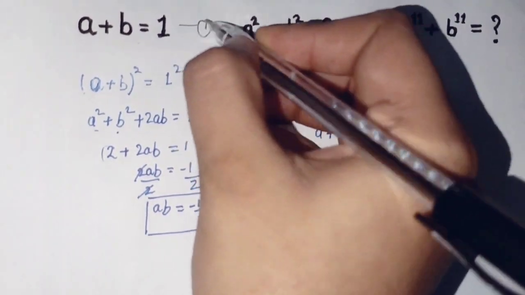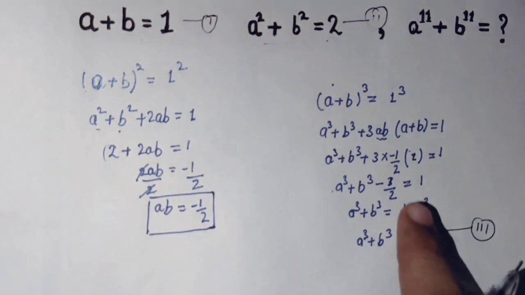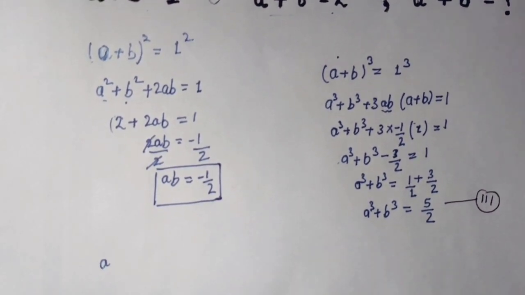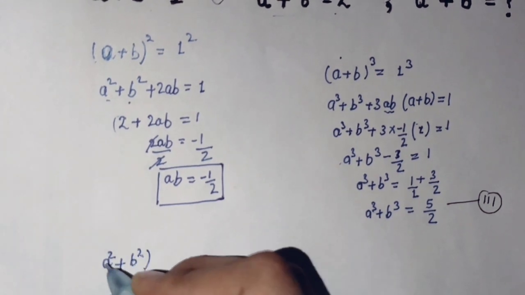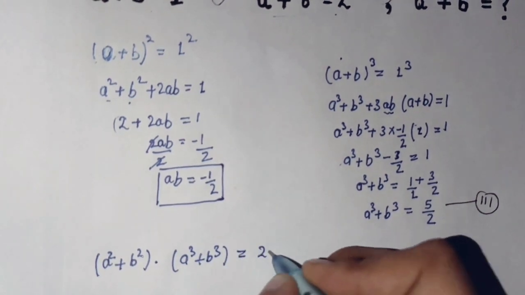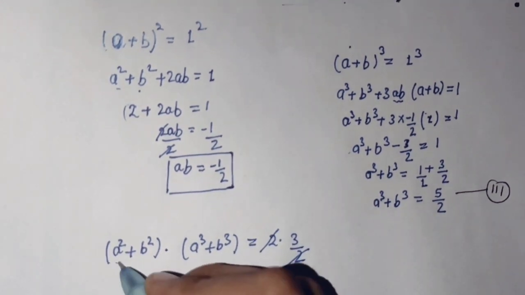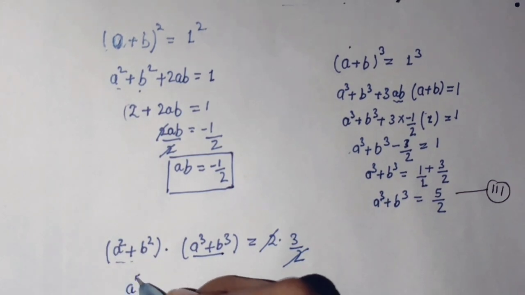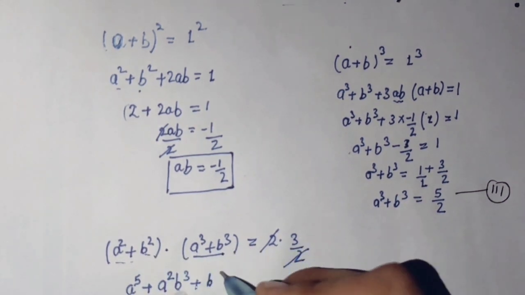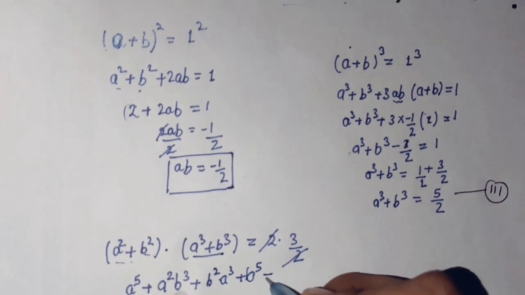Okay, so what do we do next? Let this equation be 1, this equation be 2, and this equation be 3. Multiply 2 and 3 to each other, left side with left side and right side with right side. (a square plus b square) times (a cube plus b cube) equal 2 times 5 by 2. The numerator and denominator have the same quantity, so it will cancel. a square multiplied by this term gives a power 5 plus a square b cube, plus b square multiplied by this term gives b square a cube plus b power 5, equal 5.